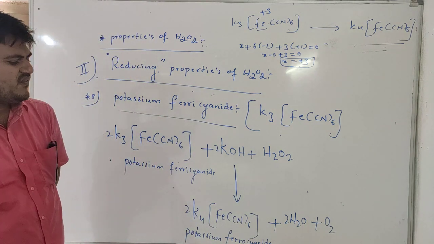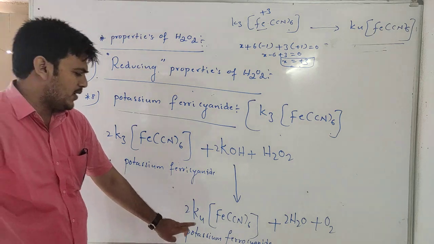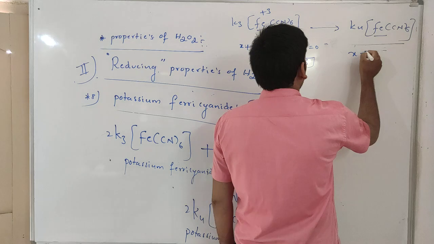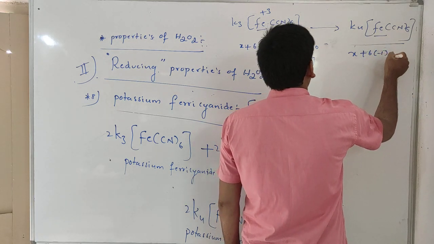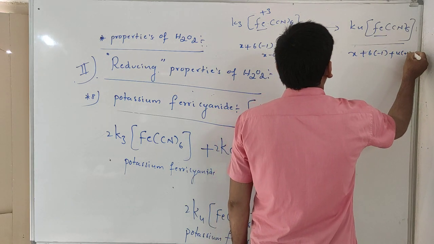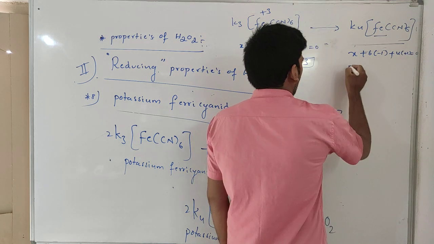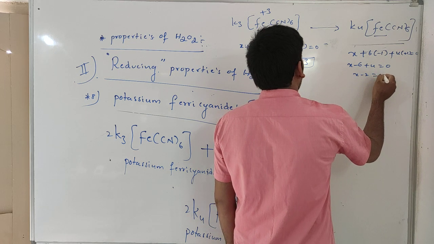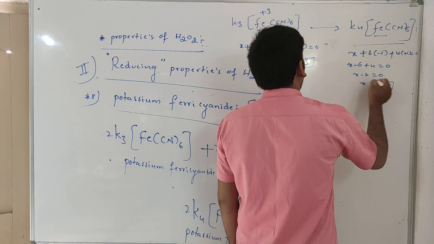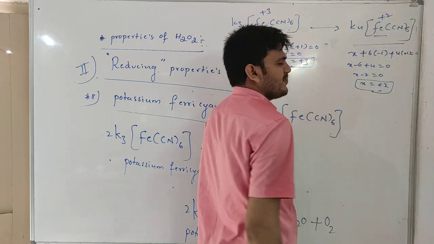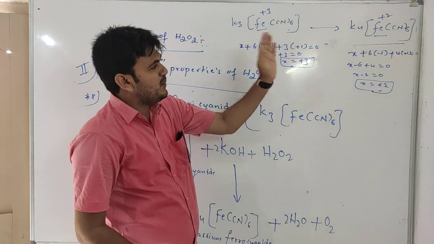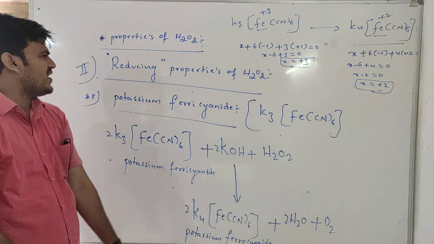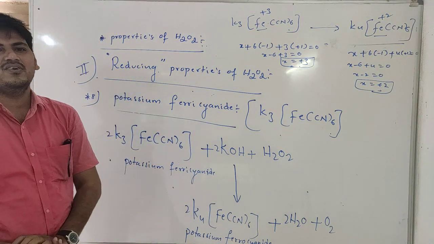And next one, potassium ferrocyanide, formula K4Fe(CN)6. The same central atom is iron. So x, 6 moles of cyanide, 6 into -1, 4 moles of potassium, 4 into plus 1, is equal to 0. So very simple, x minus 6 plus 4 is equal to 0, then x minus 2 is equal to 0, then x is equal to plus 2. So iron has a plus 2 oxidation state. So plus 3 is converted into plus 2, a decrease of oxidation state, and decreasing of oxidation state means reducing property.